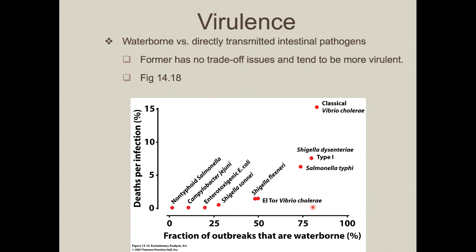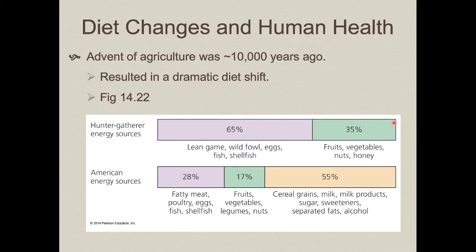So a high fraction of waterborne illnesses show lots of death, and that's because of that water pathway. Next topic is looking at the evolution of human health via diet. If we look at our diet prior to the advent of agriculture about 10,000 years ago, we see that that diet was quite different from the one that we have today.